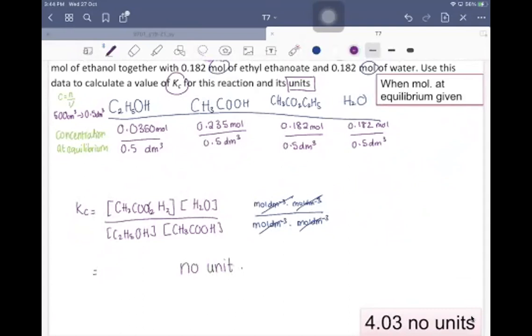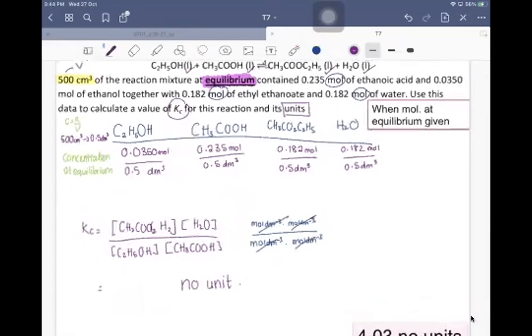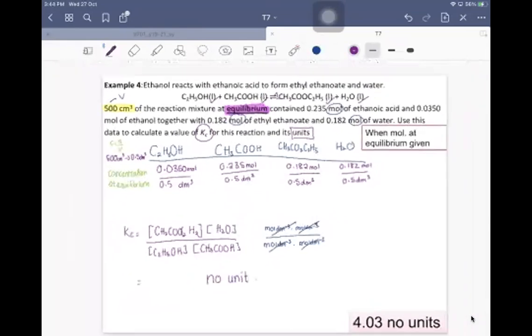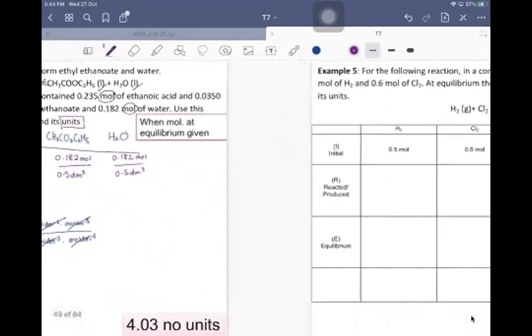Okay, Kc, oh, the numerical number is there, 4.03, no units. So please try to work it out. Okay, see if you can get 4.03, right? If you want to copy down this working, you can pause the video here and then copy it down. I'm going to move on with example 5.